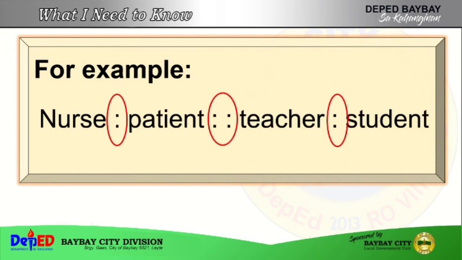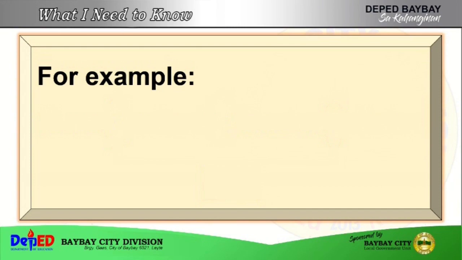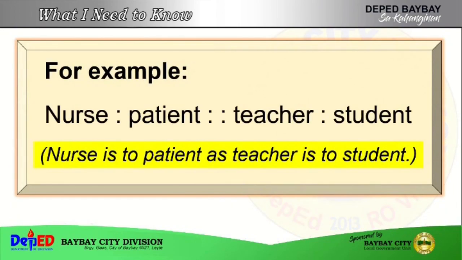Notice the encircled columns. These two columns on each side are read as "is to." The column in the center is read as "as." Now that you know already how to read analogy, let us read together the example. Nurse is to patient, as teacher is to student.